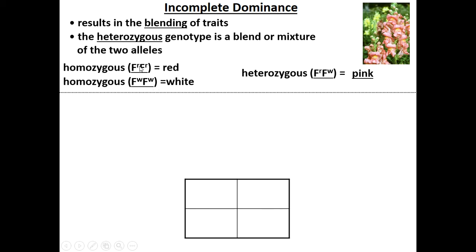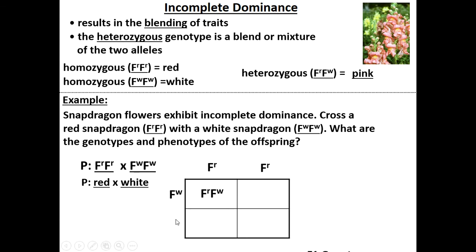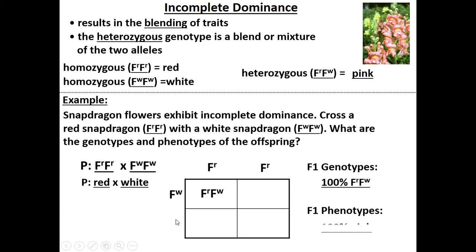So what happens if we were to cross a red snapdragon with a white snapdragon? Notice that these two letters together make up one letter. So they always stay together, the F superscript R or the F superscript W. So we're going to call each of these alleles. Notice these two alleles, two genes here, FR means red, FW means white. We're going to put one across the top. So here's one parent. And then we're going to put the other parent across the side.